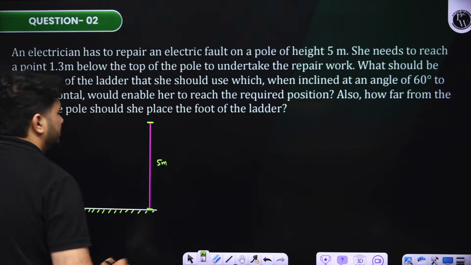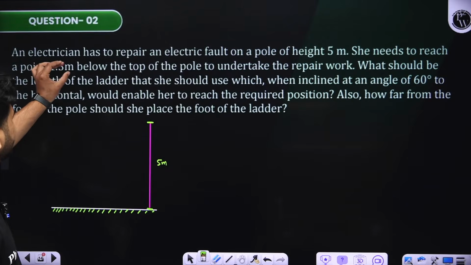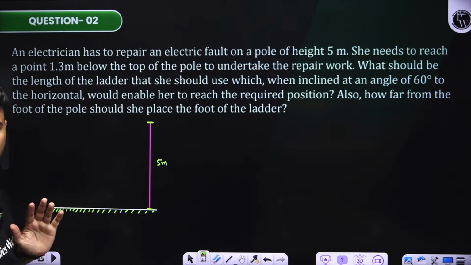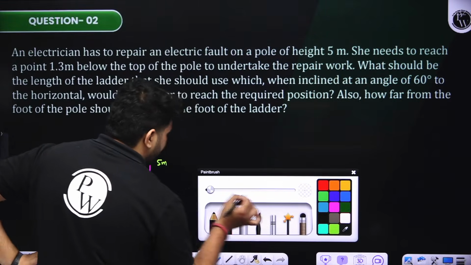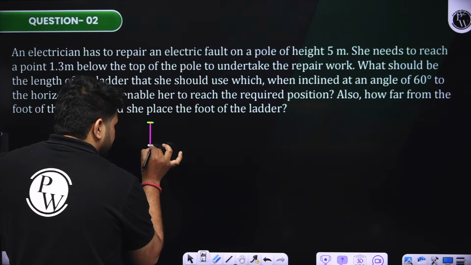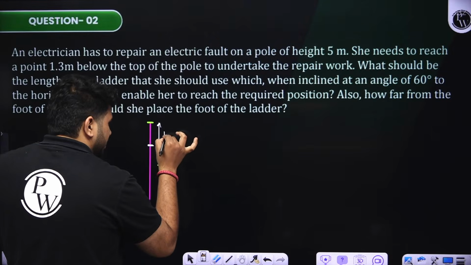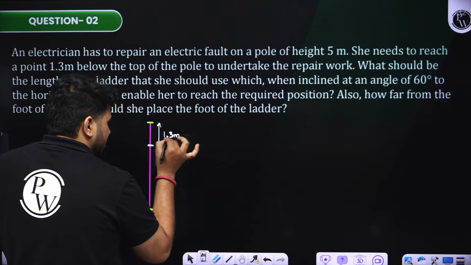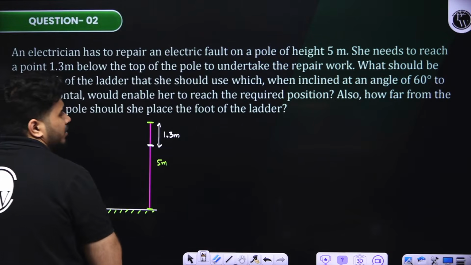One by one, start reading the information. She needs to reach a point 1.3 meter below the top of the pole. What does 1.3 meter below the top of the pole mean? Somewhere here she has to reach, and this distance is 1.3 meter. Clear? So here is the fault on the pole.